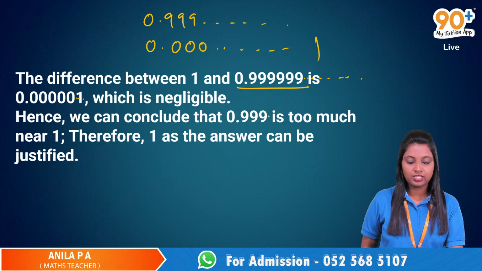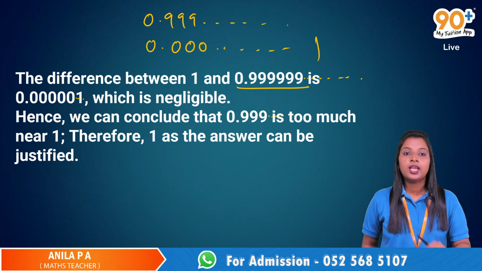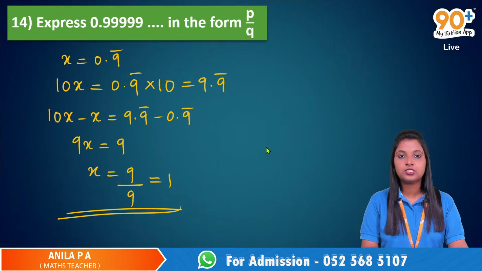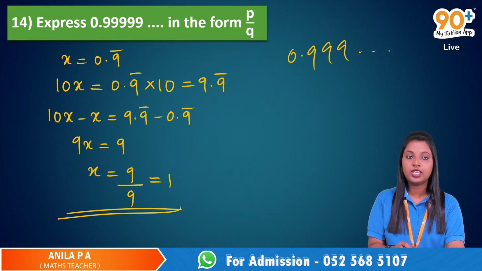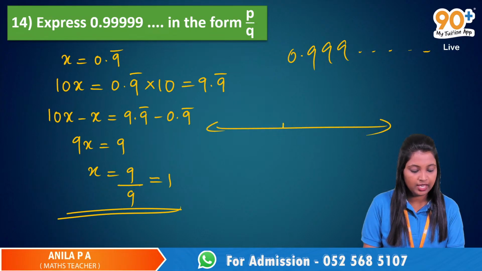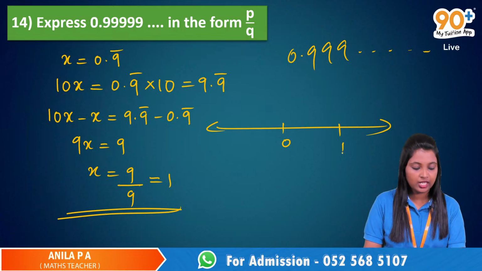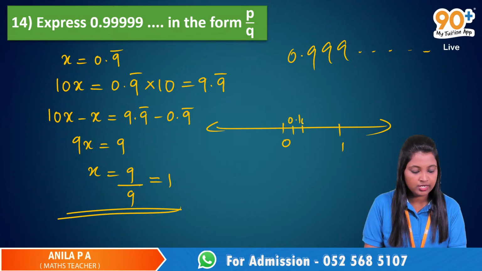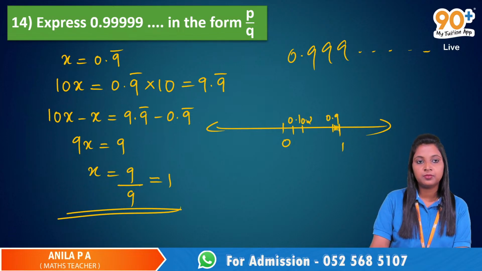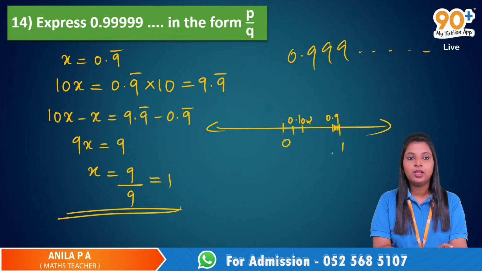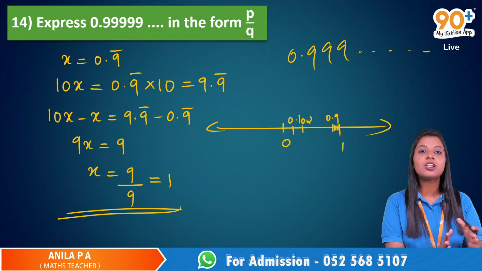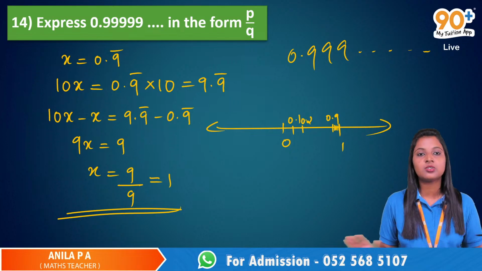It is actually negligible. That is why we can conclude that this is very much near to 1. Therefore, 1 is the answer. This 0.9999 bar is very close to 1, right? Even if we draw a number line with 0 and 1, and mark only 0.1, 0.2, etc., up to 0.9, we have some place between 0.9 and 1. But what happens if it is 0.99999? It is becoming closer and closer to 1, right? That is why the answer is 1.